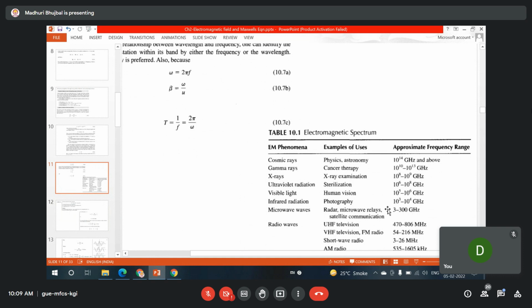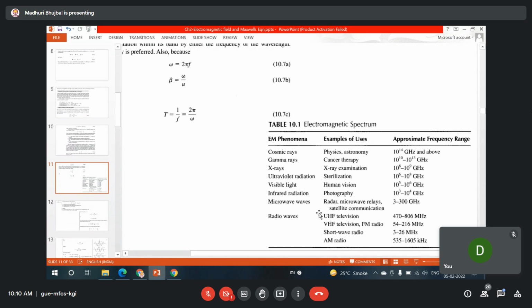What is the electromagnetic spectrum? What are the different rays? What is the usage and what is the frequency range? So like that. When you are saying UHF, that is ultra high frequency, what is the range? That is 470 to 806 megahertz. VHF television and FM radio, that is 54 to 216 megahertz. Below that comes shortwave radio, that is 3 to 26 megahertz, and then AM radio, that is 535 to 1605 kilohertz.